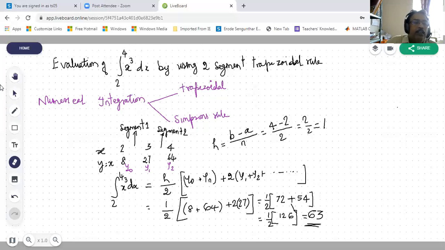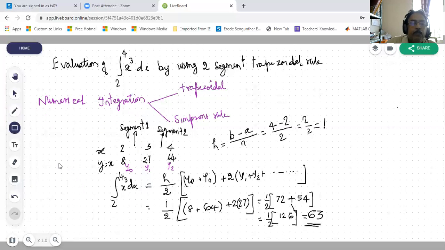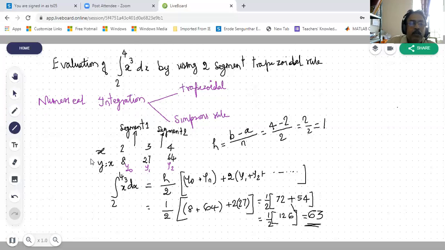You have x cube. Instead of drawing a straight line, I have drawn some box. This is x cube, and x values are 2, 3, 4. Why one segment, two segment? Because the given question is two segment.